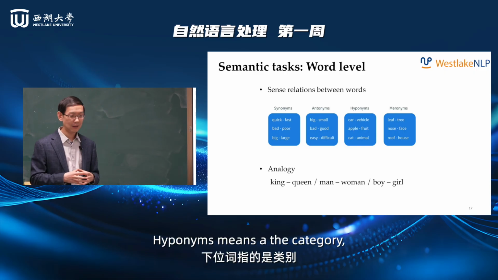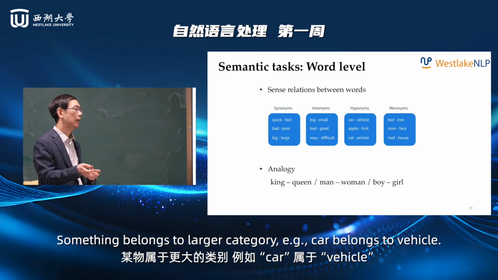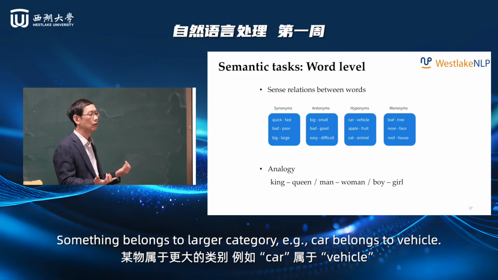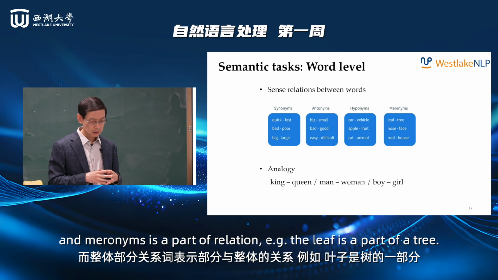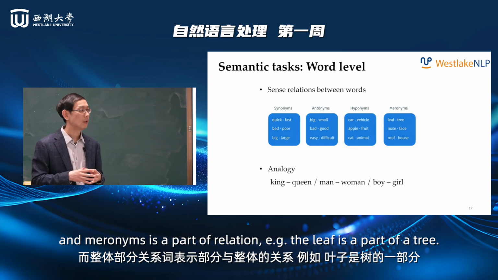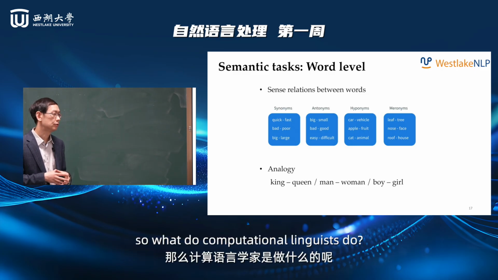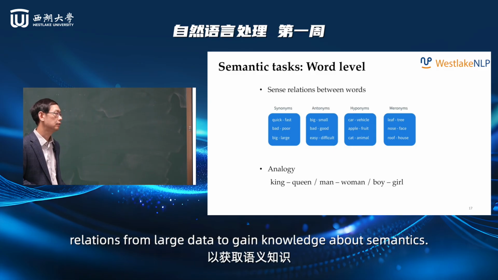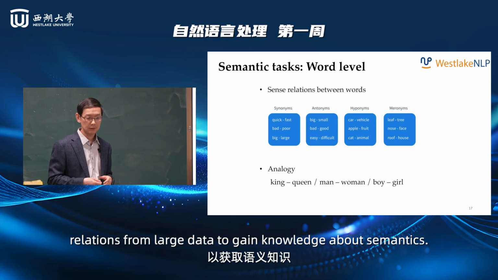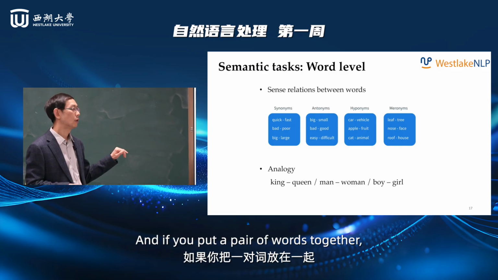Hyponym means the category: something belongs to a larger category. For example, car belongs to vehicle. So this is a hyponym relation. And meronym is basically a part-of relation. For example, the leaf is a part of a tree. So what do computational linguists do? They develop algorithms that automatically mine this kind of word-word relation from large data, to gain knowledge about semantics.